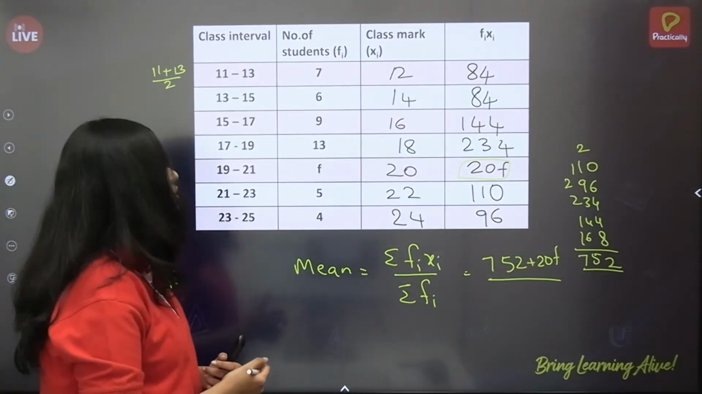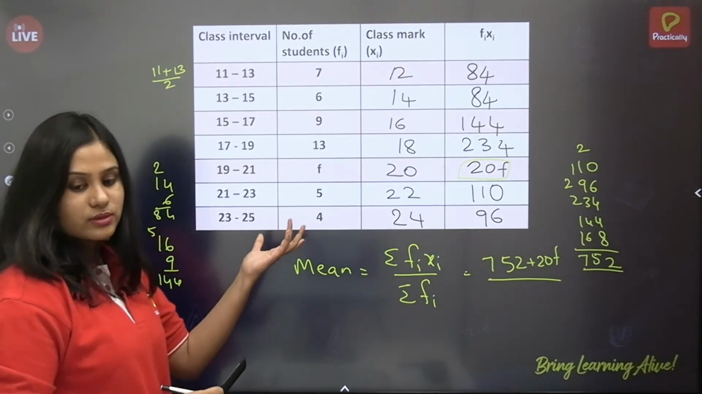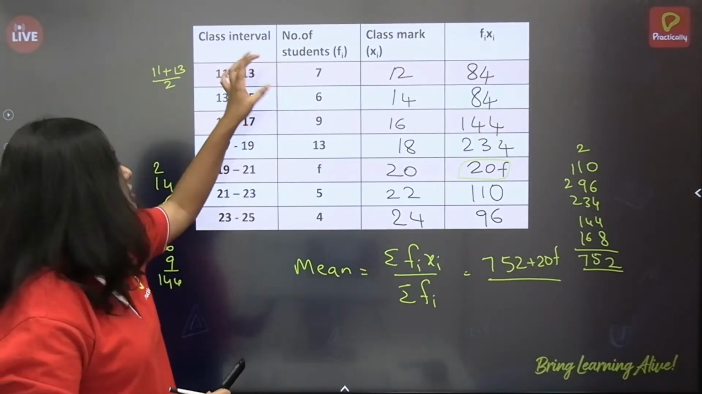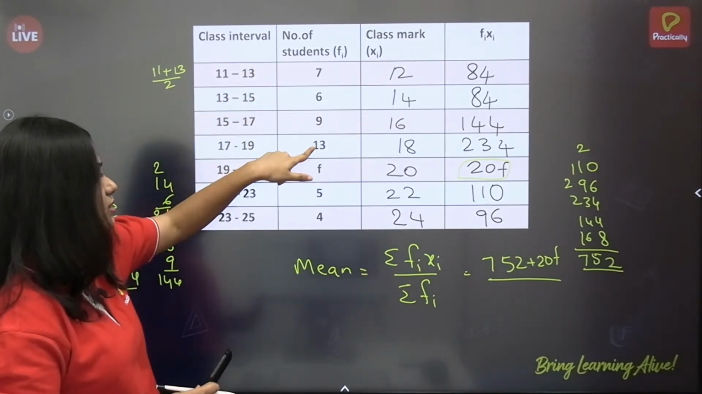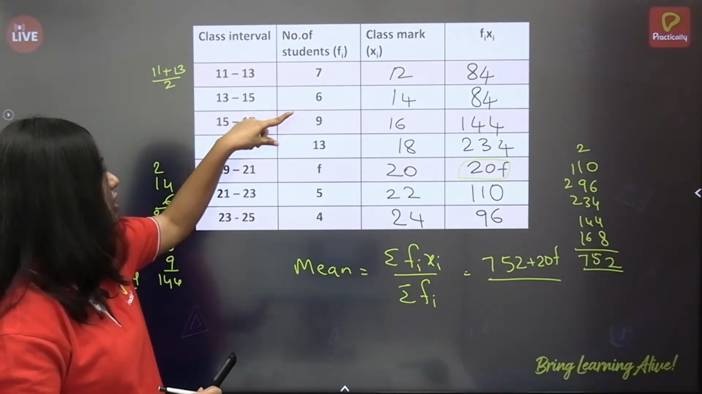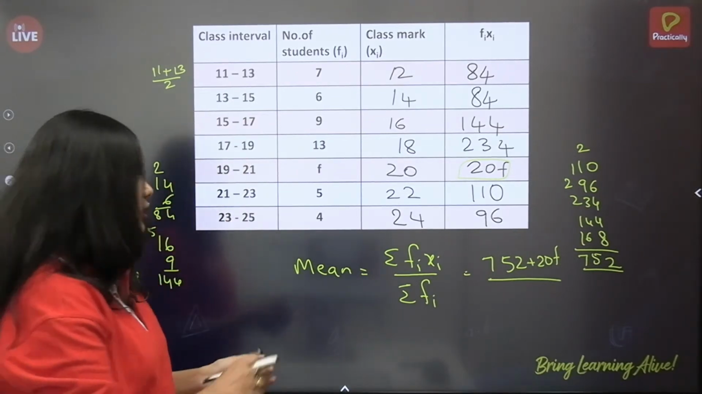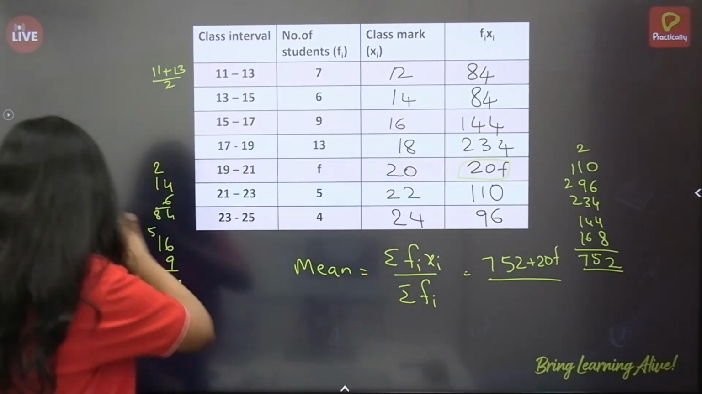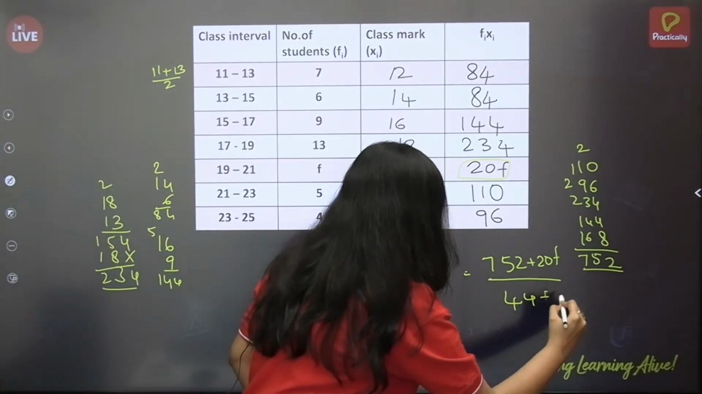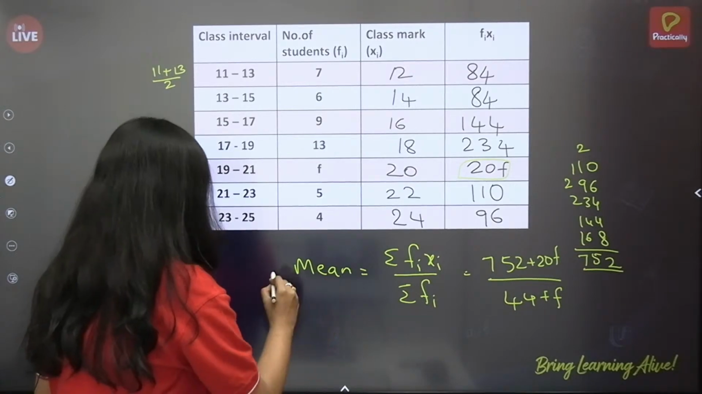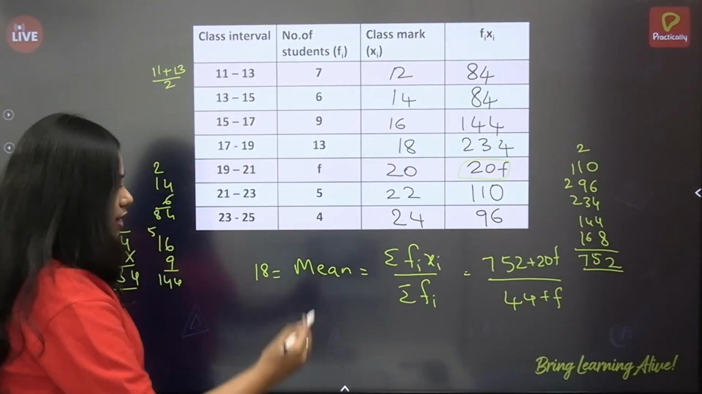Alright. So let us calculate once again. 7 plus 6 is 13, correct? Yes, 13 plus 13, 26. 26 plus 9 is 35. 35 plus 9, 44. Okay, plus F. Okay, I have to change the color. Okay, 44 plus F. And this is what? 18. So just equate it.